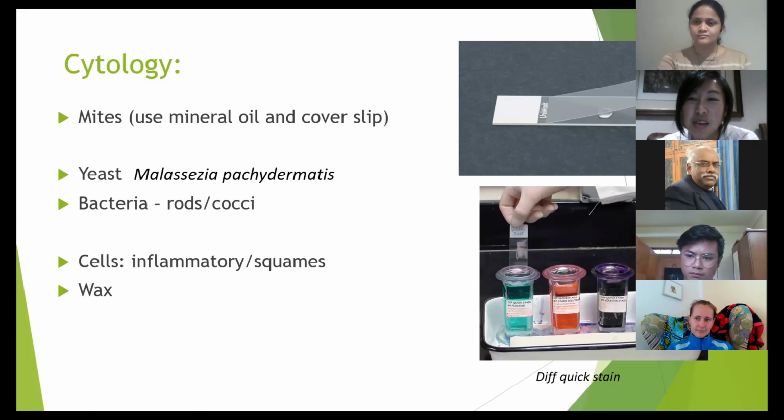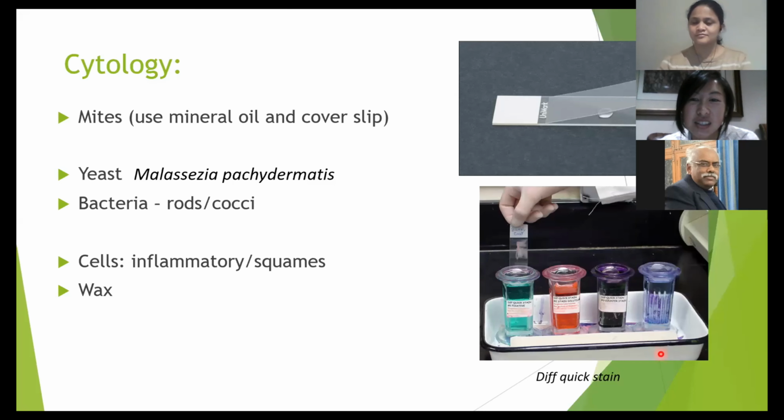So if you do have access to a microscope, cytology is a really great tool. It's pretty easy to do and just takes a little bit of experience to learn. So I really encourage you to be able to do that. So once you've made your slides, if you suspect mites, you want to use mineral oil. Just place a little bit of that on your slide and cover it with a cover slip and look under the microscope. For yeast, bacteria, and cells, you want to use Diff-Quik stain.